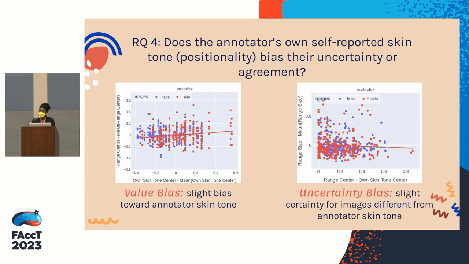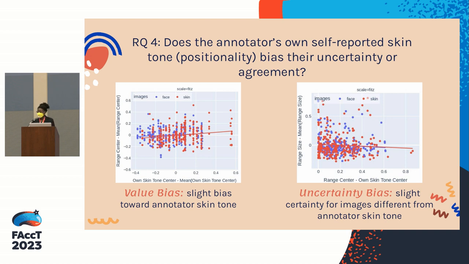Finally, we looked into how the annotator's own self-reported skin tone or positionality may bias their uncertainty or agreement. And in terms of bias, we presented two interesting metrics for bias. First is value bias. And what does this exactly mean? So by value, we want to understand, do the annotators' annotations skew more towards their own skin tone or away from their own skin tone? And we actually found that there was a slight bias towards annotating and giving annotation values that are closer to their own skin tone. Secondly, we have the uncertainty bias.